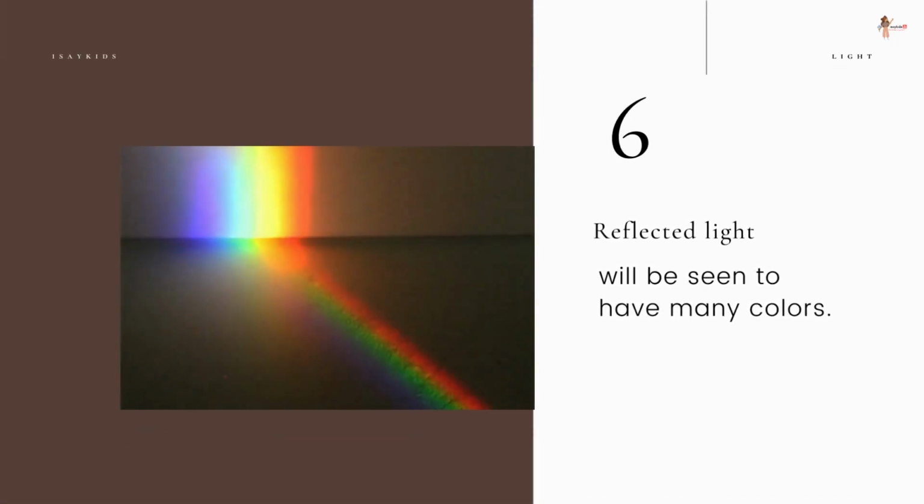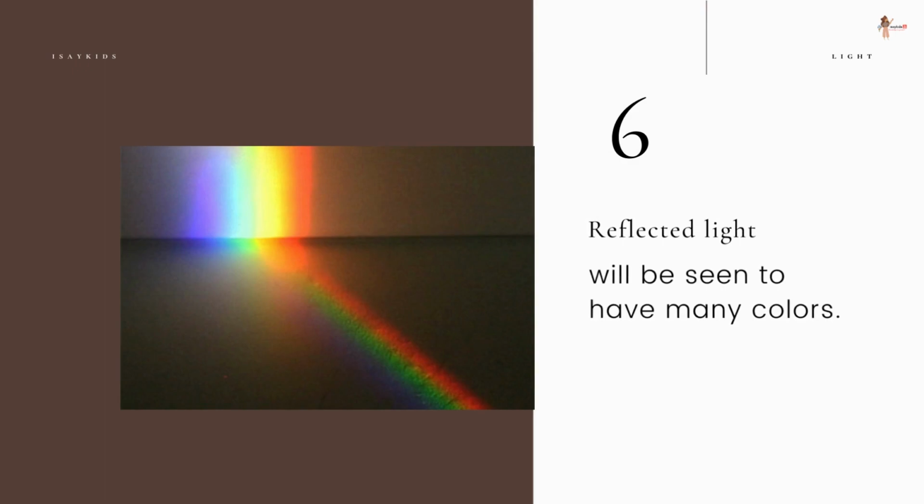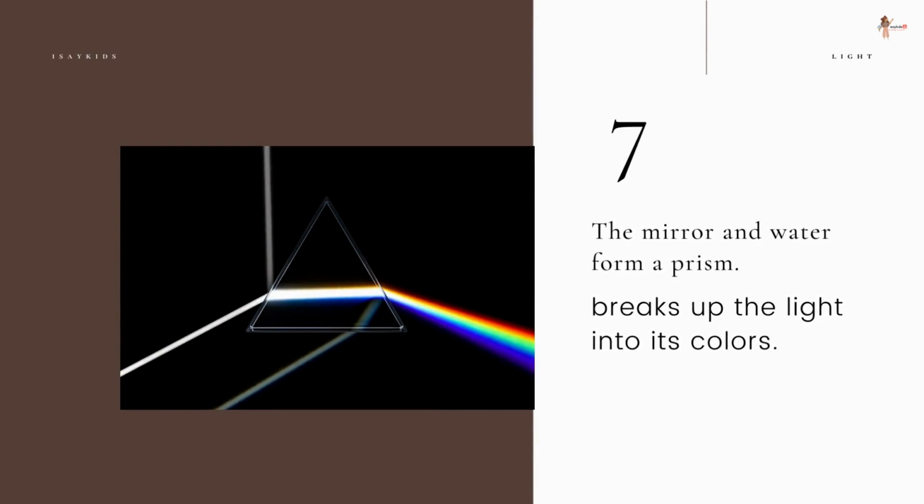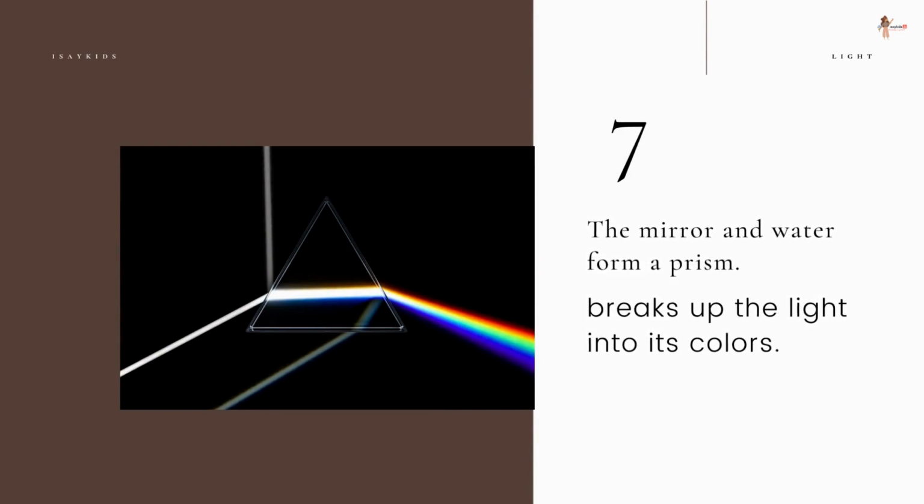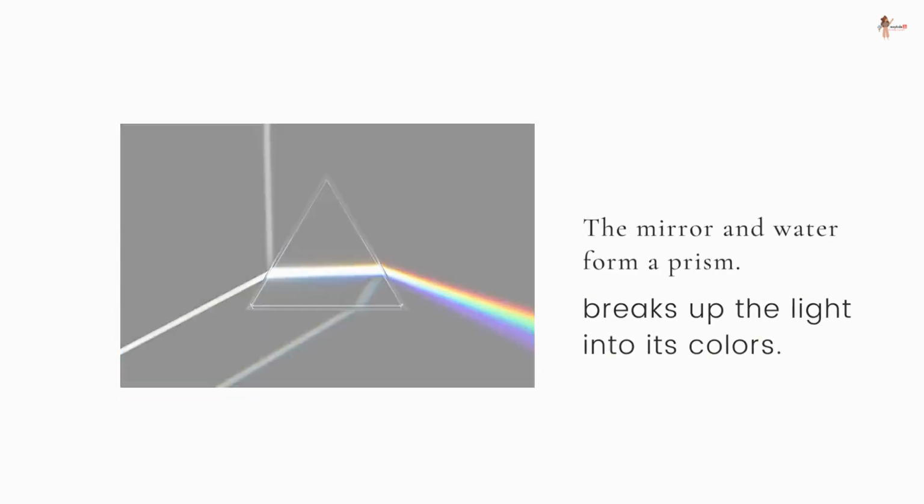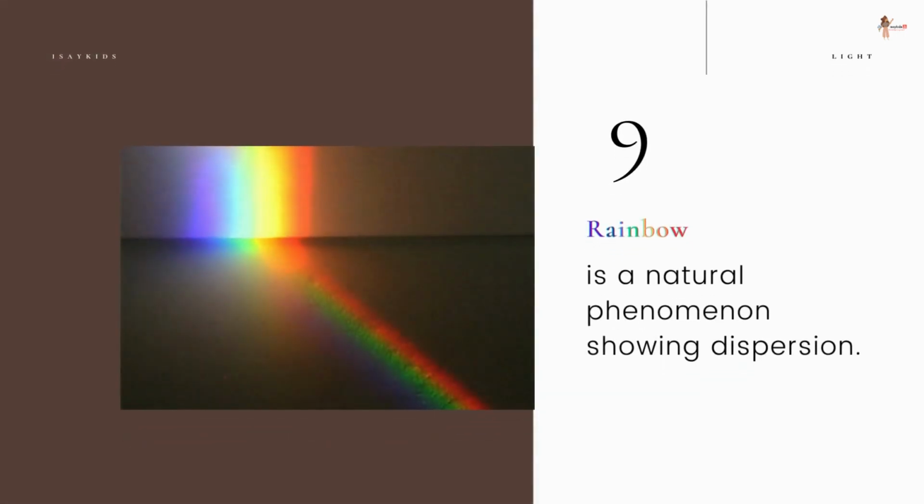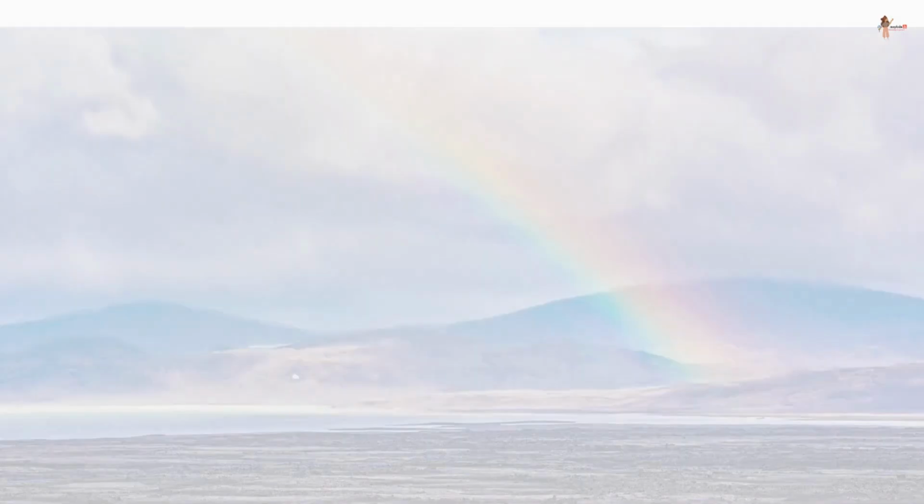Reflected light will be seen to have many colors. How can you explain this? The mirror and water form a prism. As you learnt in class 7, this breaks up the light into its colors. Splitting of light into its colors is known as dispersion of light. Rainbow is a natural phenomenon showing dispersion.